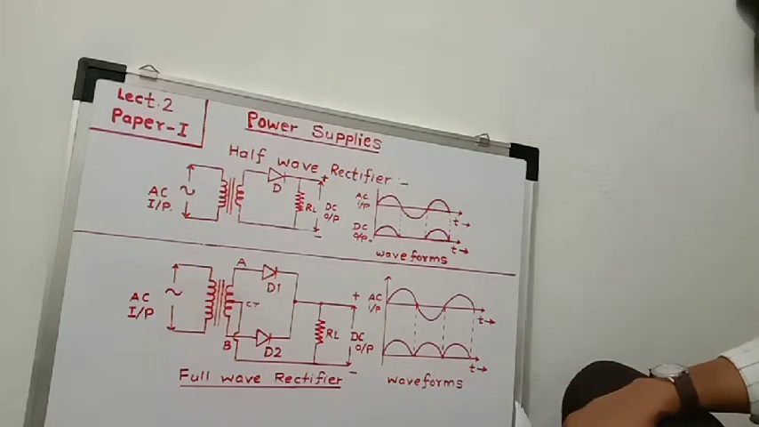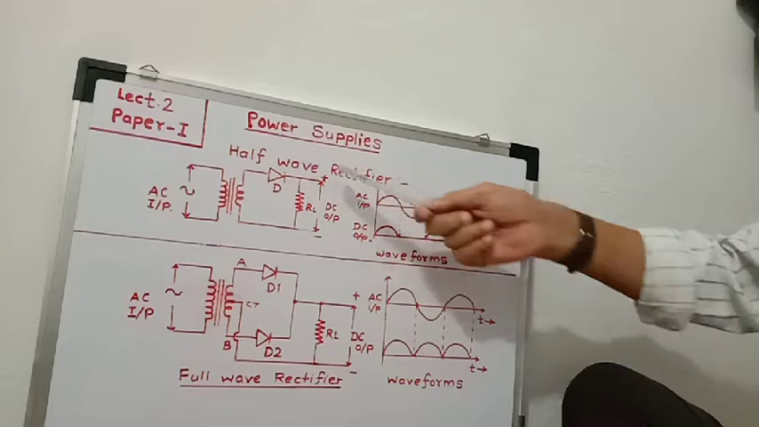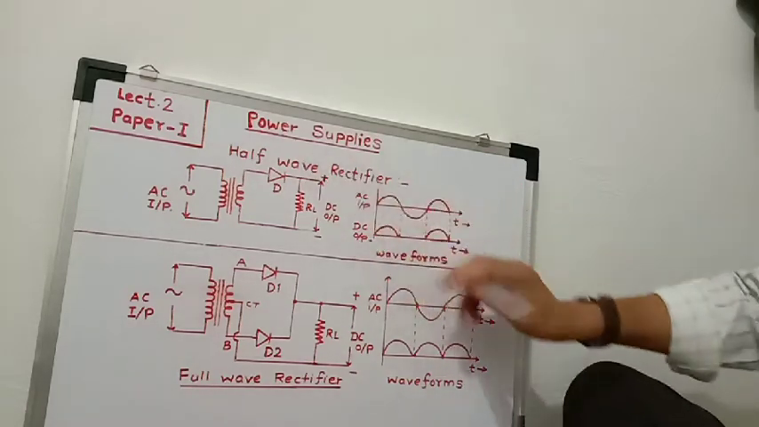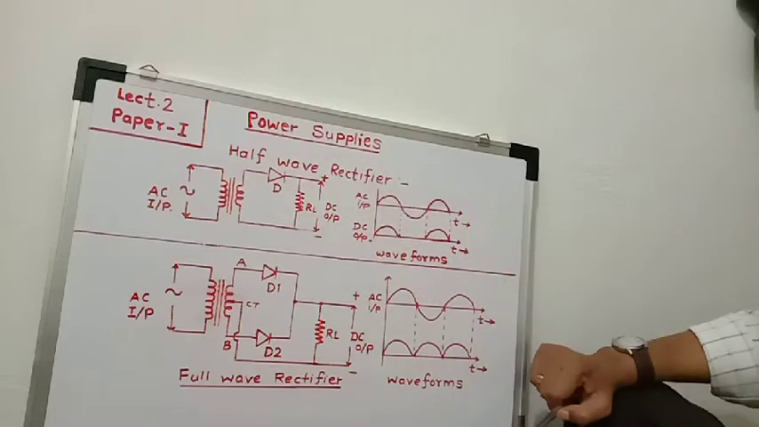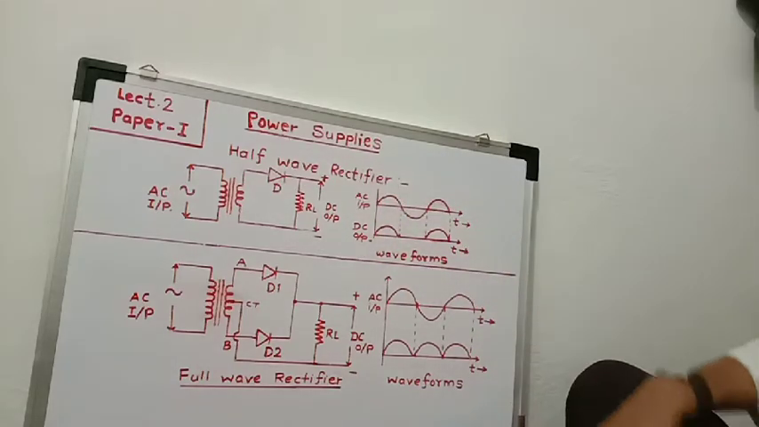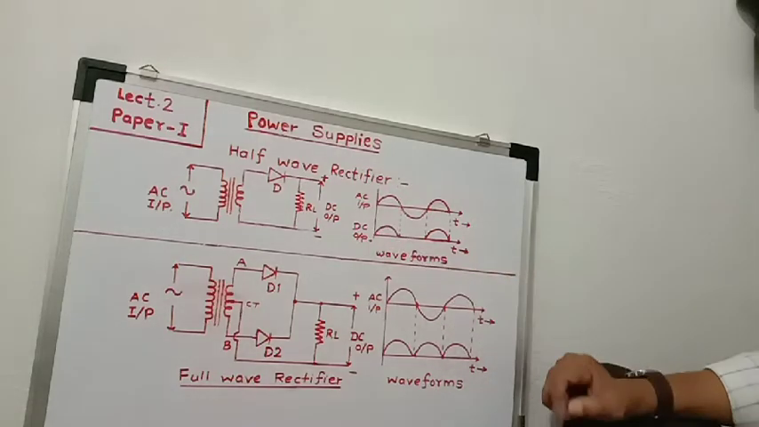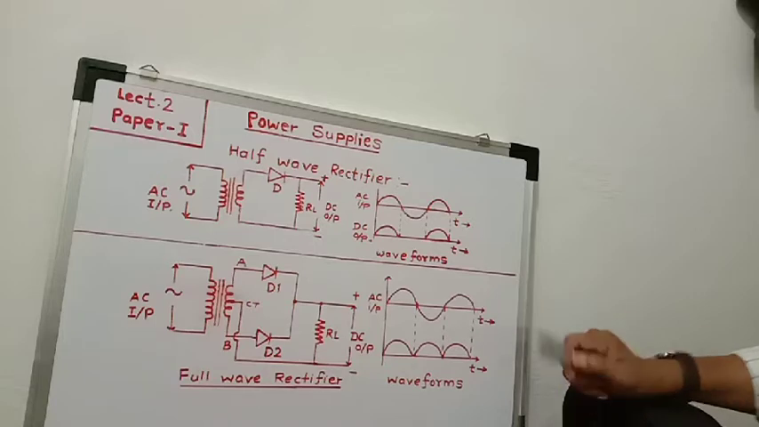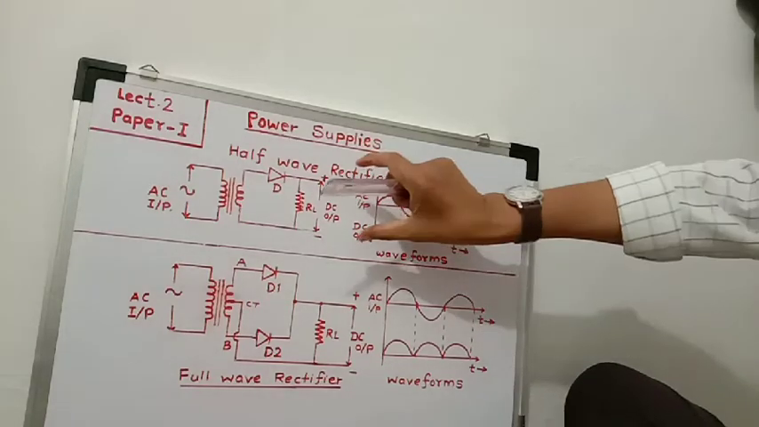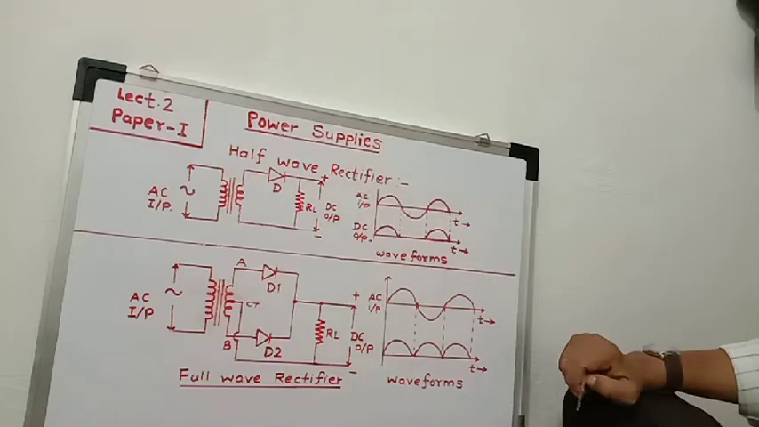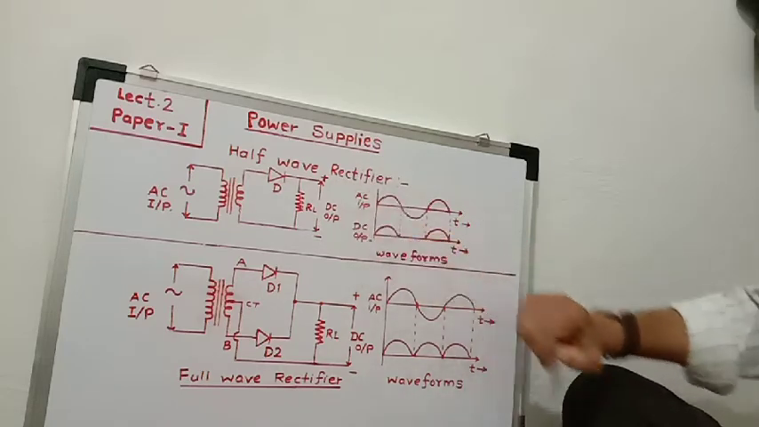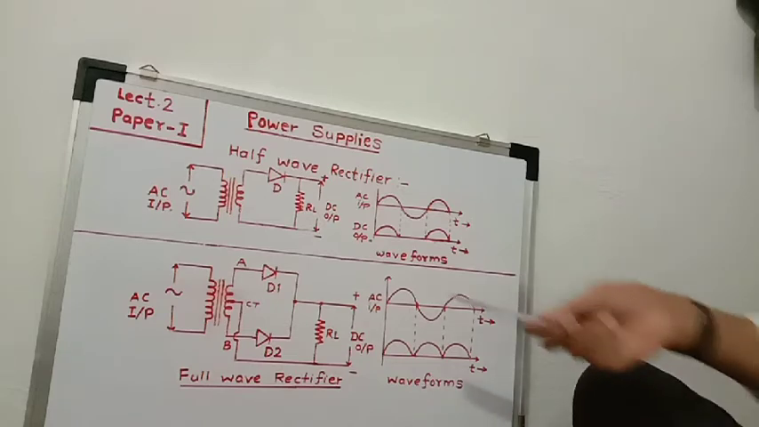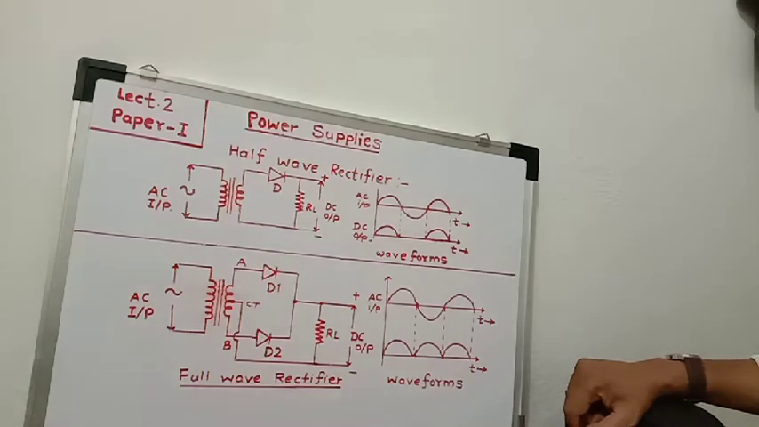Then what is the maximum efficiency of this half wave rectifier circuit? It is 40.6%. The maximum efficiency of half wave rectifier circuit is 40.6%, and then the ripple factor eta. What is meant by ripple factor? Ripple factor is the Vrms AC output voltage divided by the DC output voltage, Vrms AC divided by VDC. It is called the ripple factor. So the ripple factor of half wave rectifier circuit is 1.21.